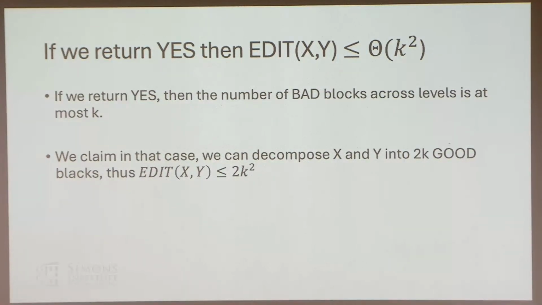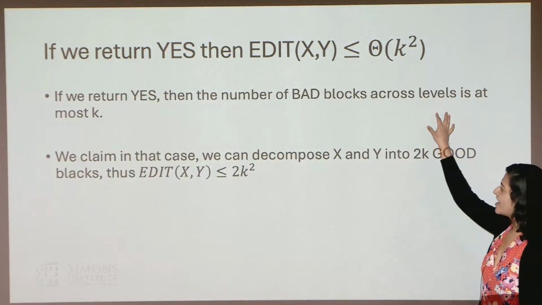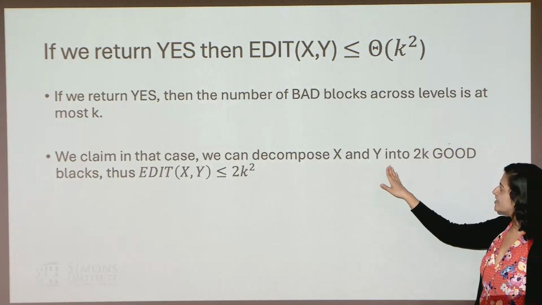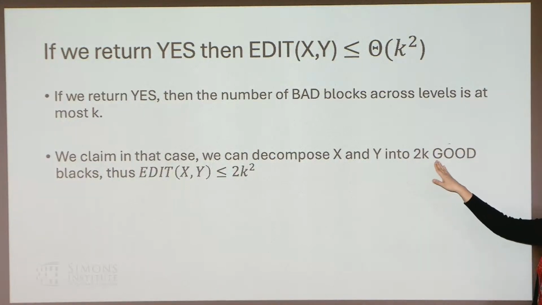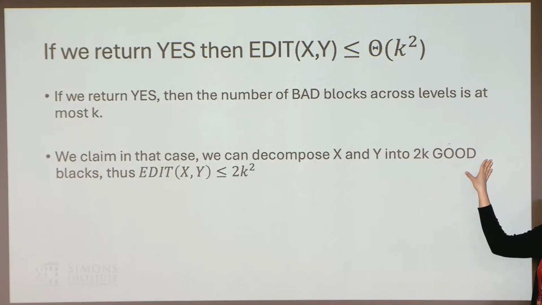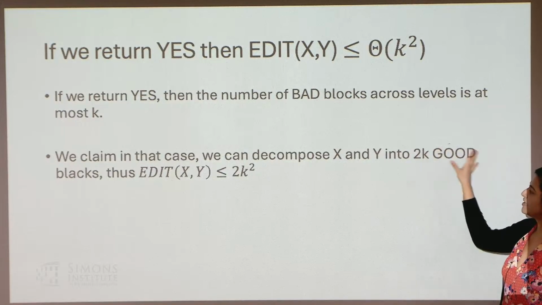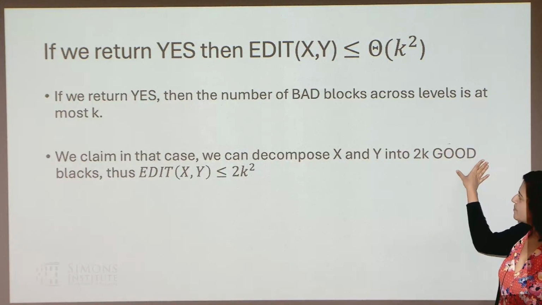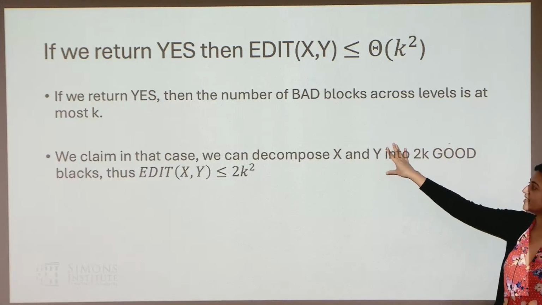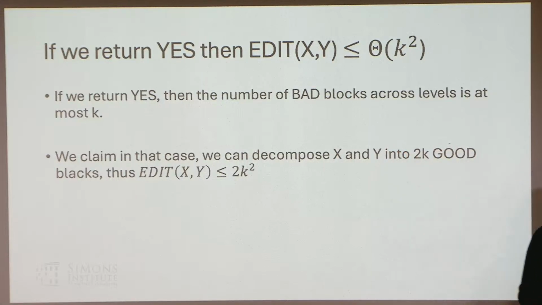So what we could show is that if the number of bad blocks is at most k, then in fact you can decompose x and y using 2k good blocks. Good blocks means their edit distance is less than k. And if you can decompose x and y into 2k good blocks, that means the edit distance between x and y itself is less than 2k squared. So 2k good blocks, each of them contributes k edits, so overall 2k squared edits.